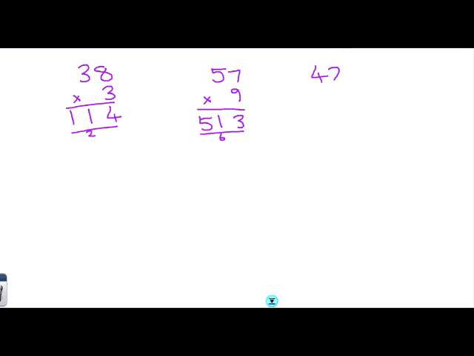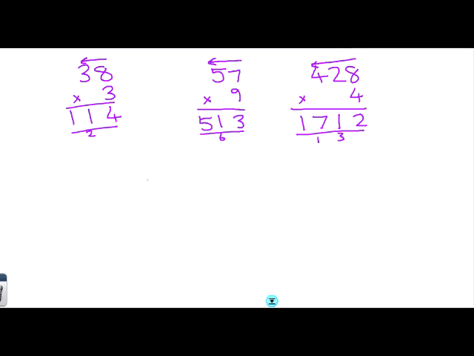Let's go 428 times 4. It's exactly the same process. 8 fours are 32. 2 times 4 is 8, plus 3 gives us 11. So 1, carry the 1. 4 times 4 is 16, add the 1 is 17. And then there we go. So we're always moving in this direction every time, from right to left, until we've multiplied all the numbers.